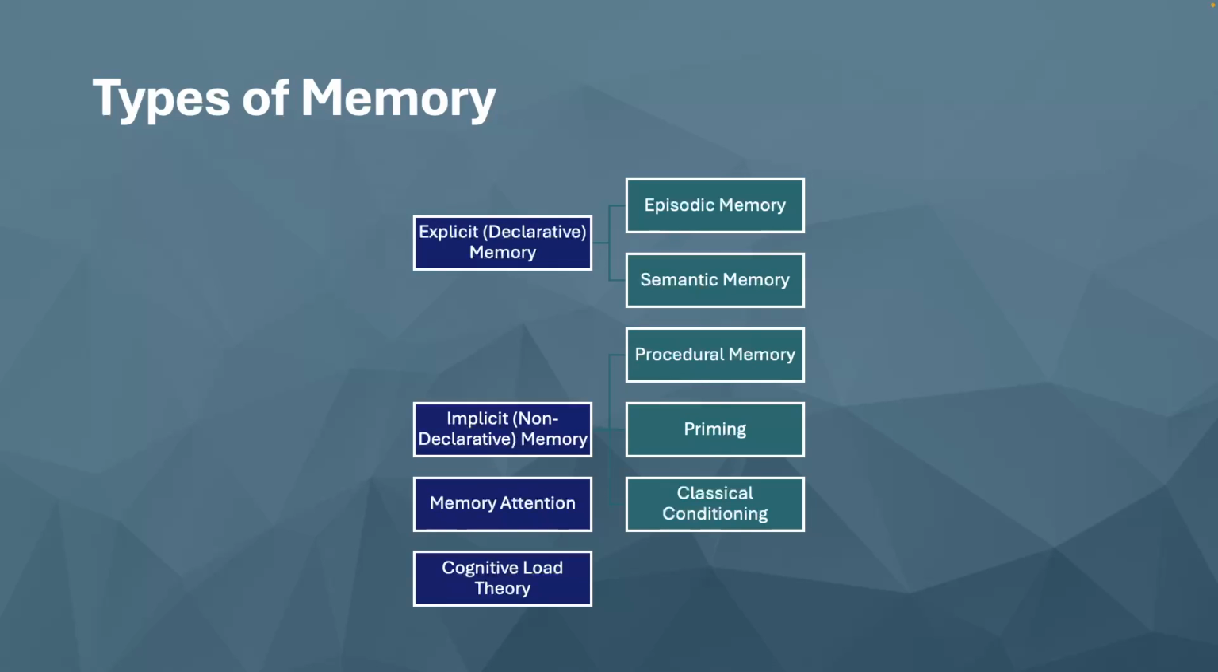And then finally, cognitive load theory refers to the amount of mental effort that is required for processing information. A high cognitive load can negatively impact memory because it overloads the working memory capacity. Conversely, breaking down complex information into manageable chunks has the ability to facilitate memory retention.